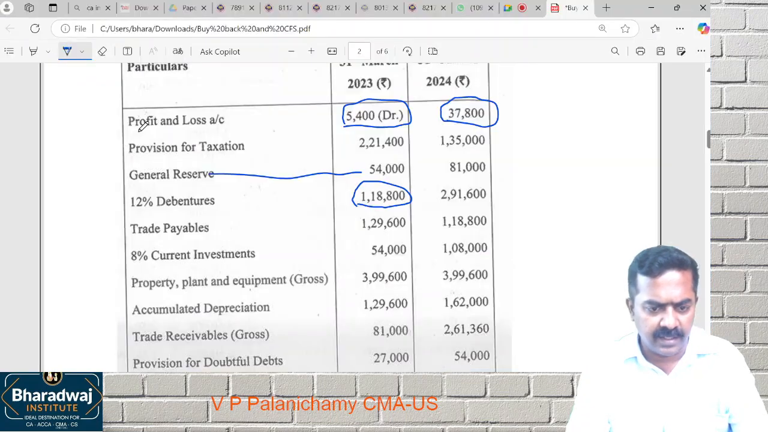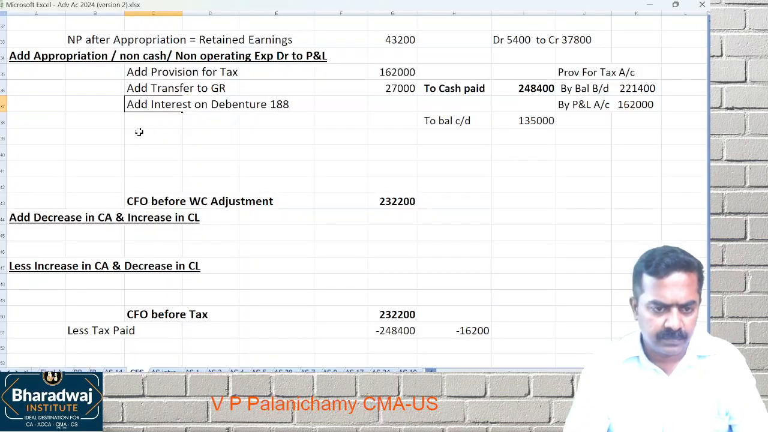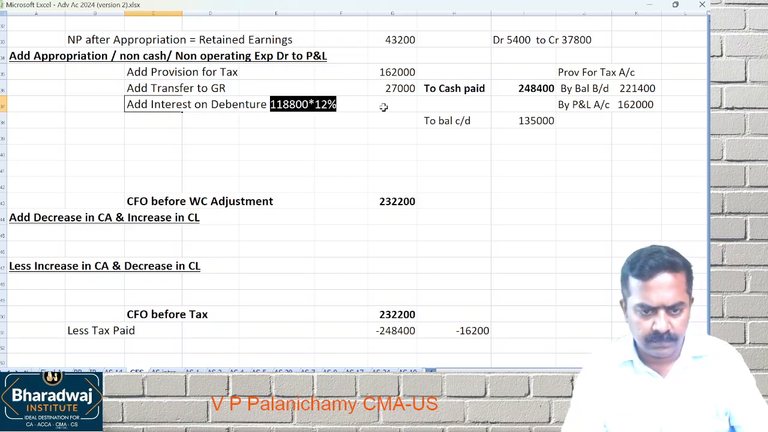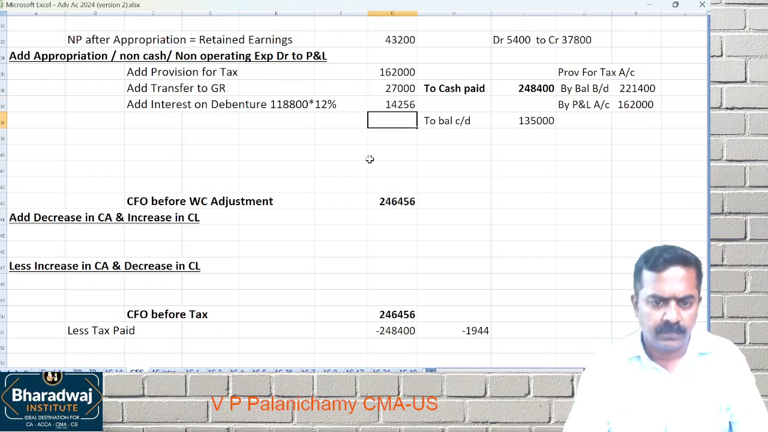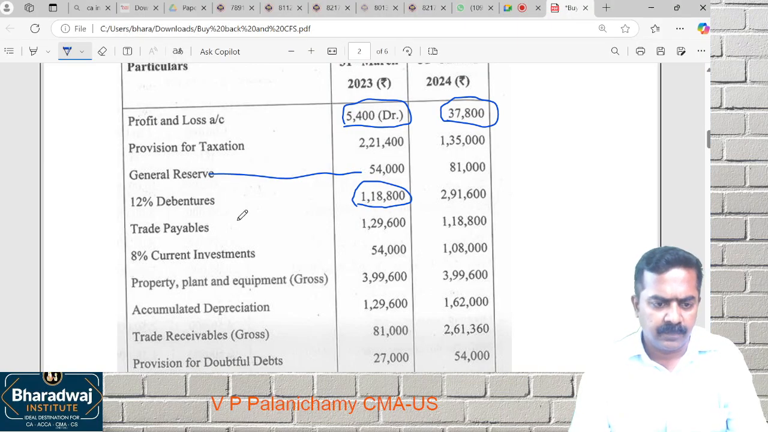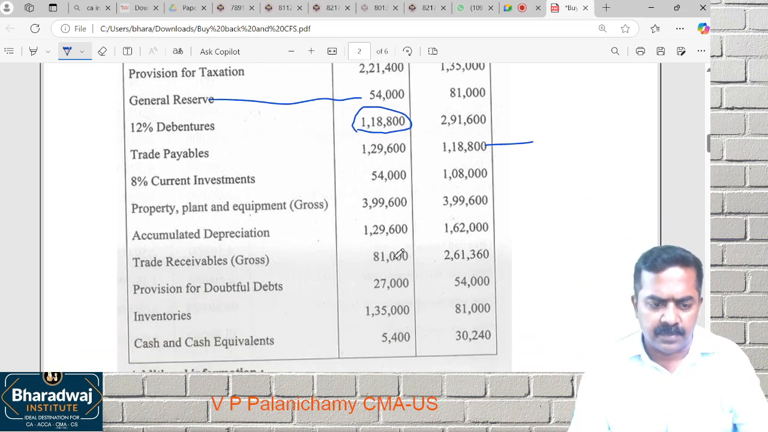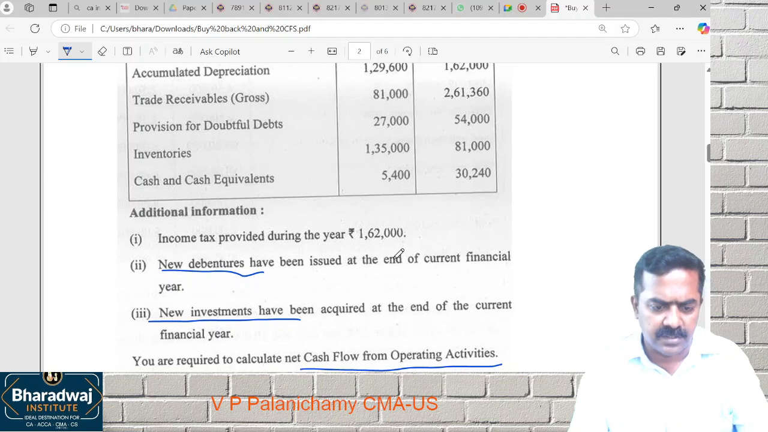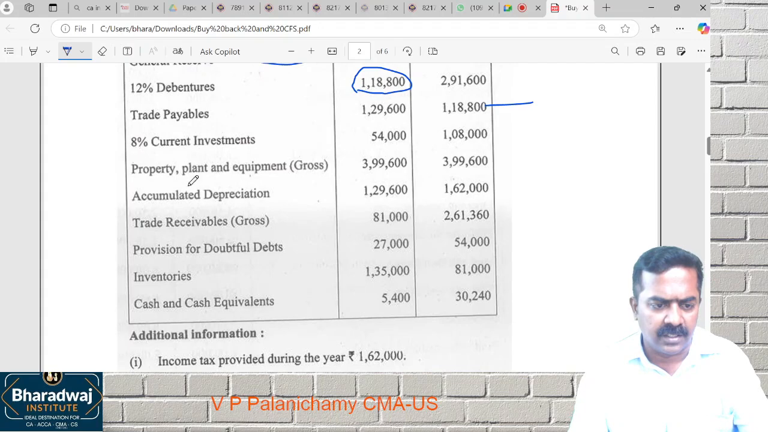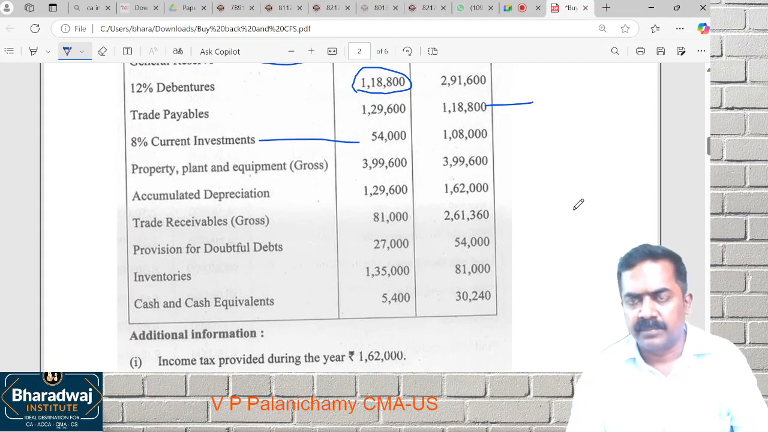How much? 1,18,800 into 14,256. Trade payable will be adjusted in working capital changes. 8% current investments are given. New investments have been acquired at the end of the year. Income you have to consider.